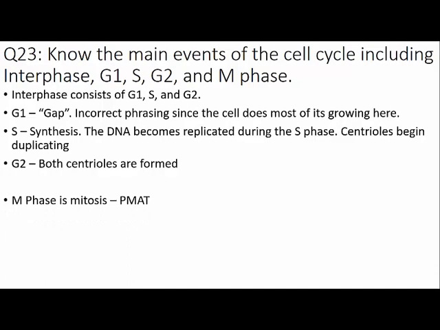M phase is mitosis, and when you hear M phase or the word mitosis, immediately you should be thinking of PMAT, which is prophase, metaphase, anaphase, and telophase. Something that is missing is cytokinesis, which happens at the same time as mitosis, usually during late anaphase or early telophase. It does not happen after mitosis, but during mitosis.